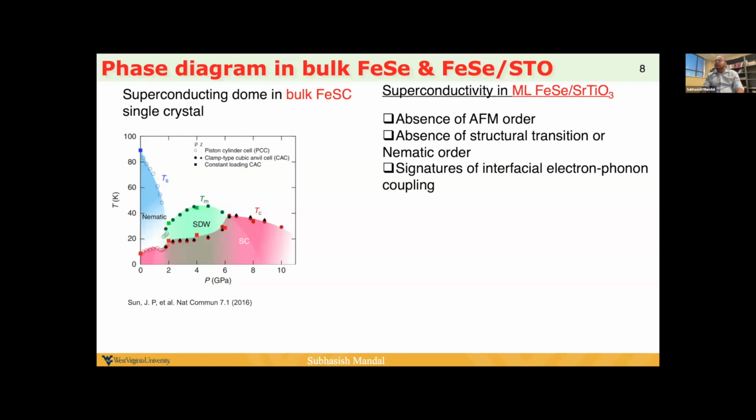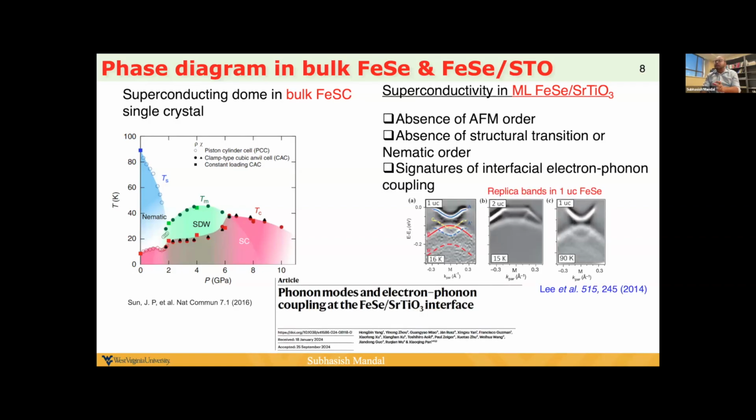What we started seeing in the literature is a lot of signatures from experiments of interfacial electron-phonon coupling. For example, this work from Z-X Shen's group showed the replica band, which is kind of responsible for the oxygen motion in the STO. They could not see it in two-layer and multilayer FeSe. And very recently, from electron energy loss spectroscopy, again there was a signature of electron-phonon coupling at the interface.